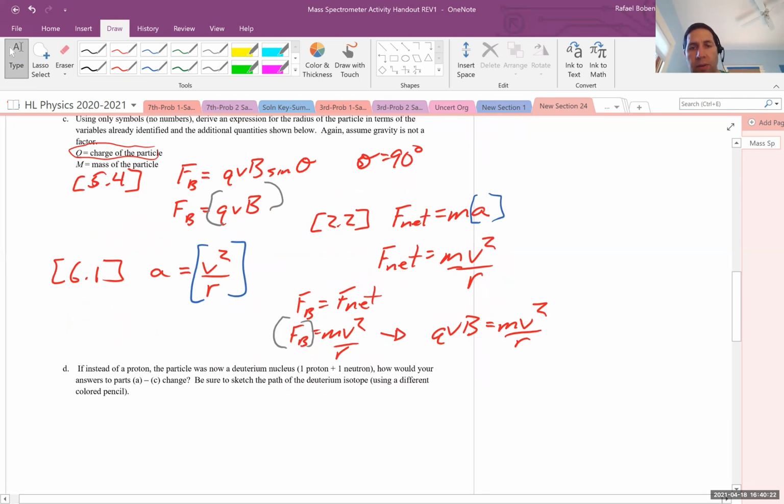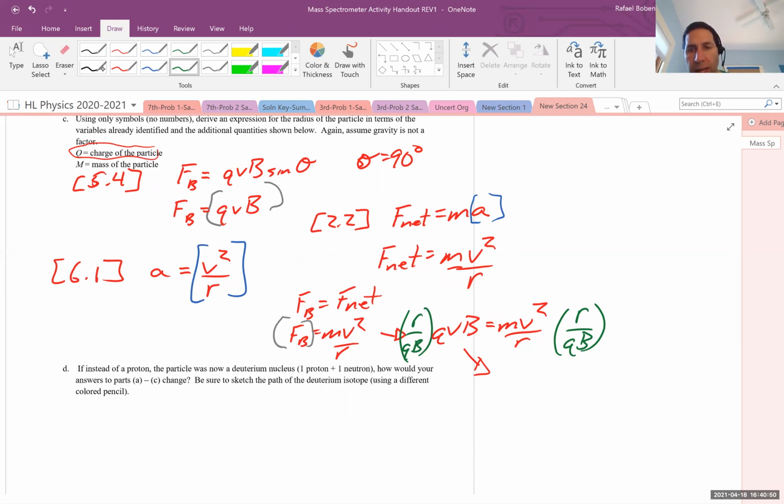So I'm going to go down here, sideways a little bit, and I'm going to do a couple things at once. I'm going to put the capital Q and the capital M, and I'm going to bring the R over here to the left side of the equation. I'm going to multiply both sides. Let me multiply by R over QB. Yeah, that'll do it. Okay. And in doing so, what happens, right? These R's cancel. The B and the Q cancel with this one. So what am I left with?